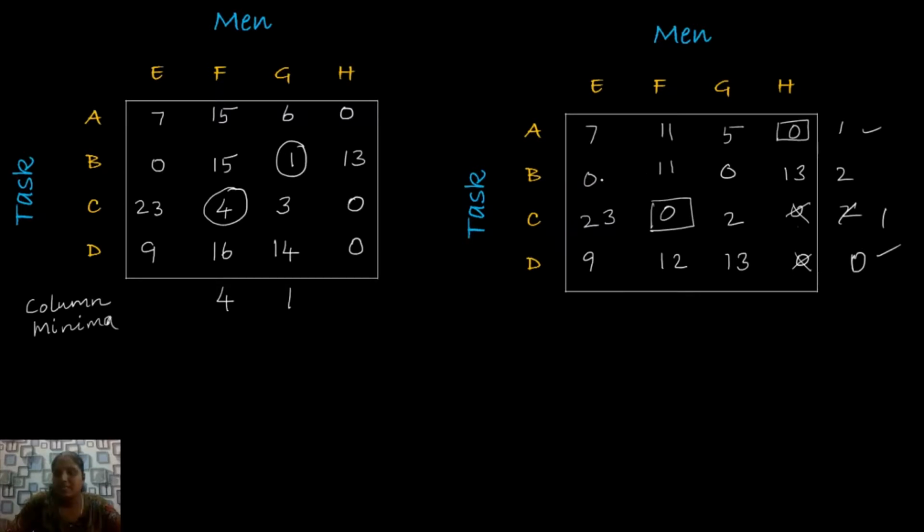The next assignment is made either for this portion or for this portion. Arbitrarily I choose this one. After making the assignment, you cross off the 0 in the same row and column. In this row we have only 1 zero, and column-wise we don't have any 0. After making assignments, check whether all rows and all columns have exactly one assignment. The first row has an assignment, the second row also, the third row also, and the last row doesn't have any assignment. Which means the optimum solution is not arrived.